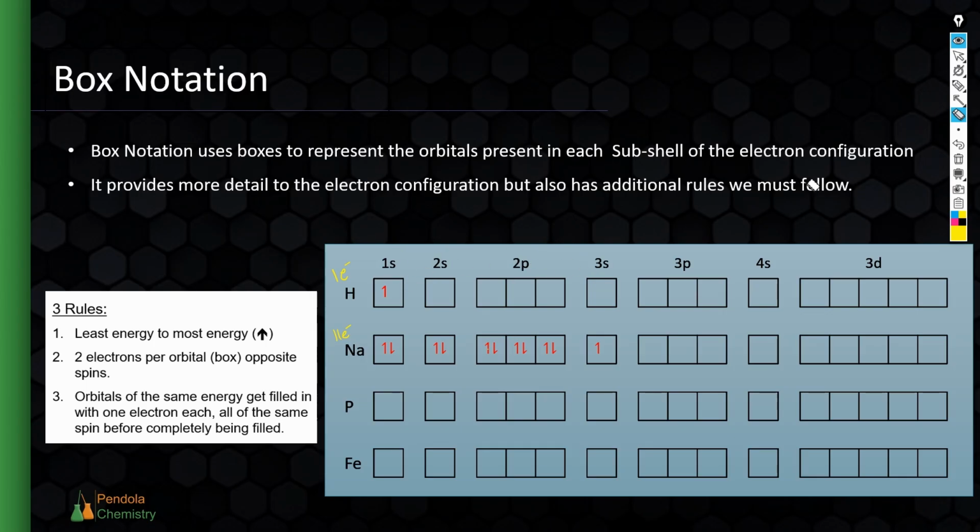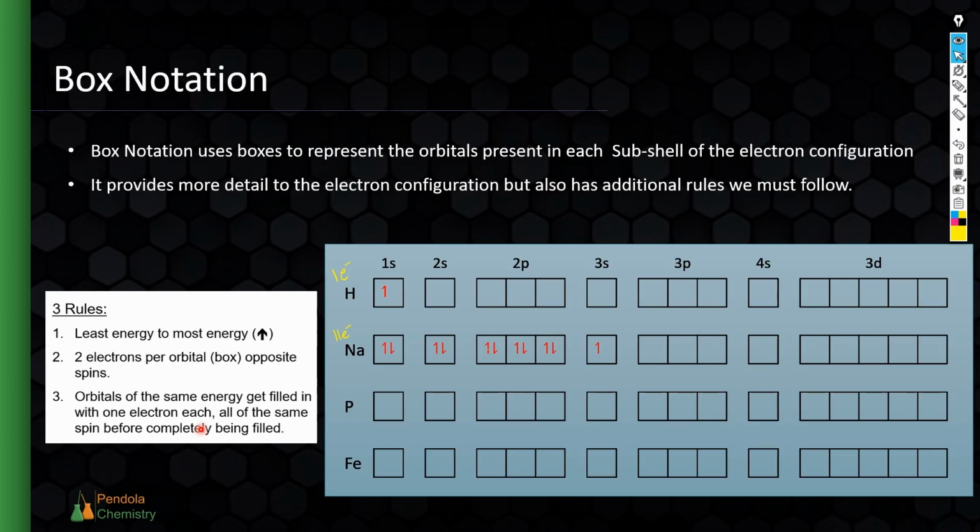Now, there is one more rule to this that I should mention. The other rule that we have to look at when we're doing electron configurations is called Hund's rule, but you don't need to know the actual name. But the rule is that orbitals with the same energy get filled with 1 electron each, all of the same spin, before completely being filled in. Now, what does that mean?